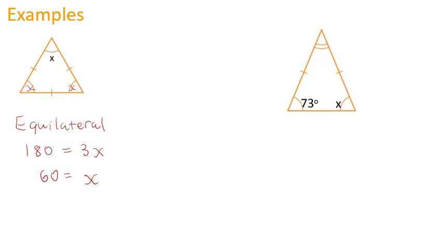Alright, then this last one here, we've got two sides that are the same. So this means it's an isosceles triangle. So in an isosceles triangle, we've got two sides that are the same, and it means we've also got two angles that are the same as well. So if this angle is 73, it means X equals 73 as well.